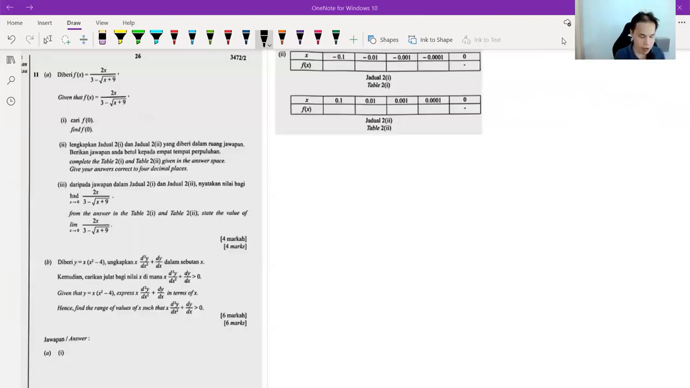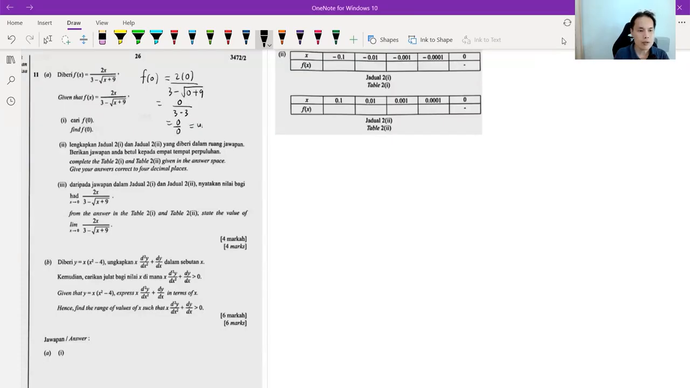Okay, let's move on to question number 11. So this is from the chapter, Form 5, Chapter 2, Differentiation. So the first part, you're finding f(0). Okay, I'm just going to do it over here. f(0) means we put 0 inside. So we get 2 times 0 over 3 minus square root of 0 plus 9. So this is 0 over 3 minus 3, which is 0 over 0.